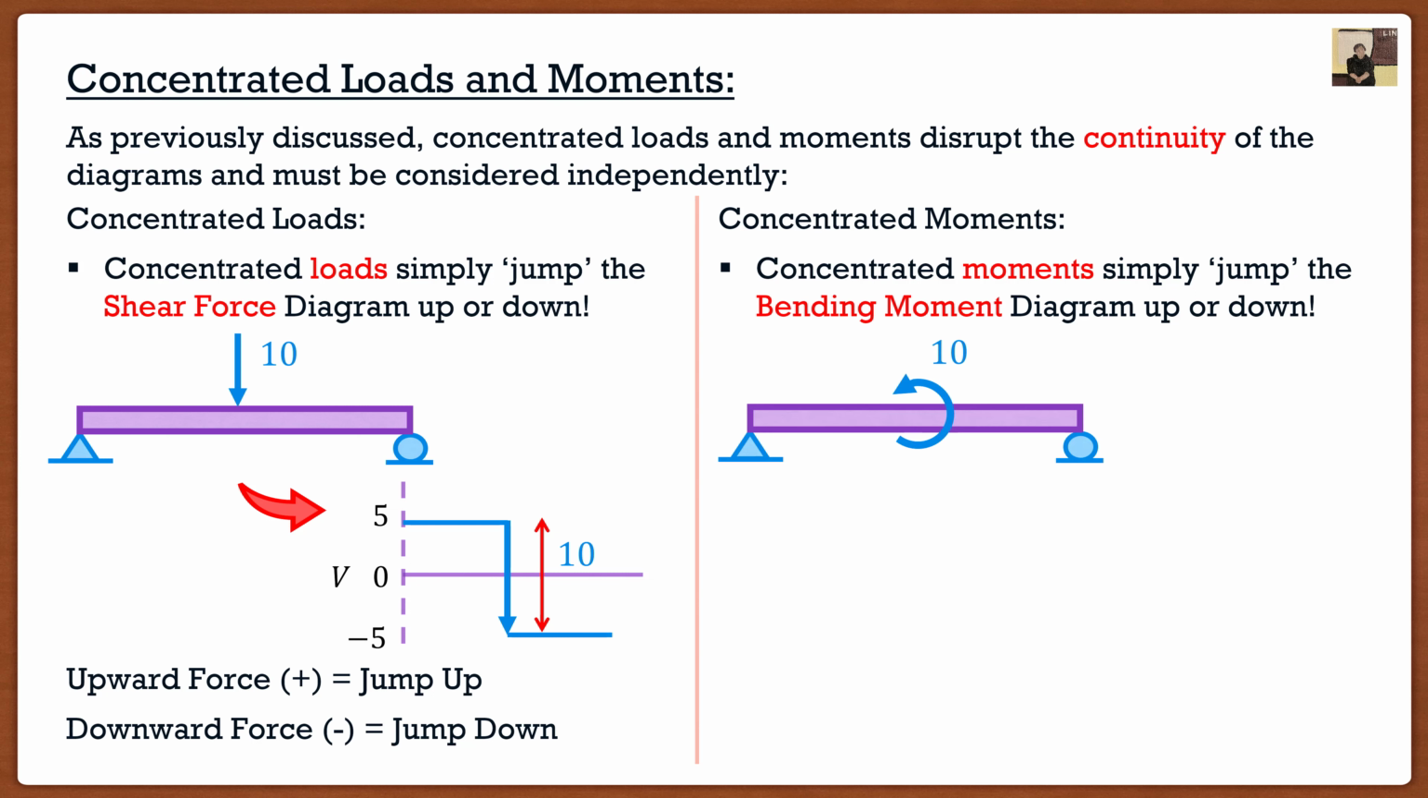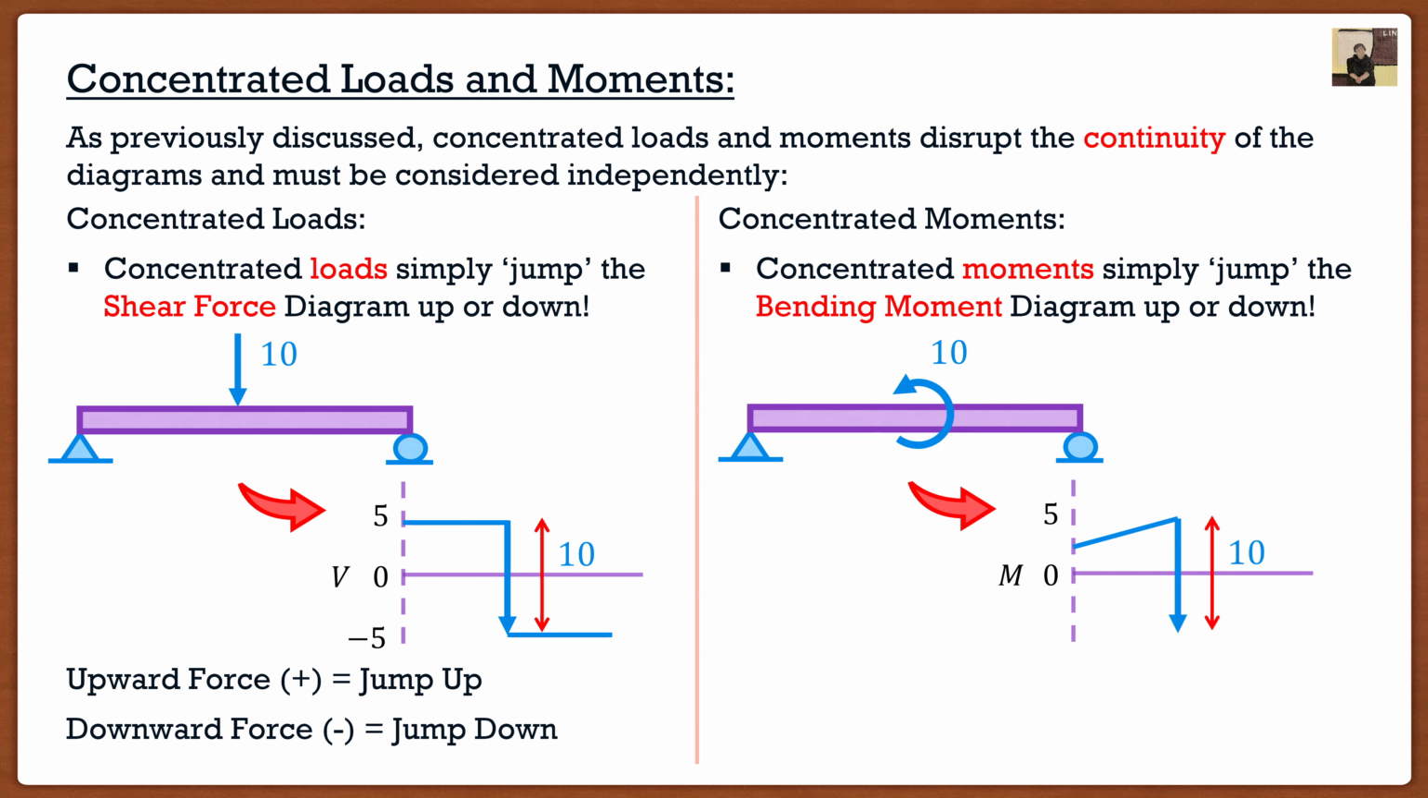So if we had a concentrated moment on this beam of 10, and we were to draw our moment diagram, at this point right here, once we hit that concentrated load, we would actually have to drop down by a magnitude of 10. So again, the amount of the drop, 10, is equal to the magnitude of our concentrated moment.